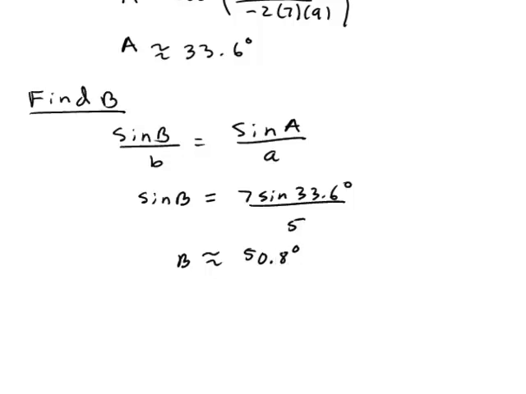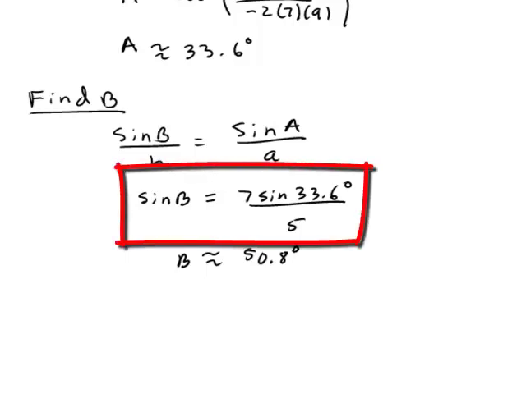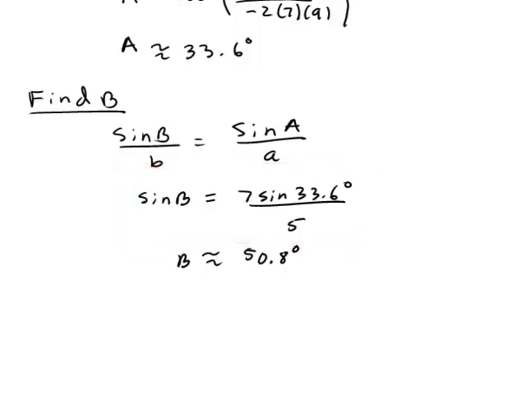Okay, now remember, every time we use the law of sines to find an angle, we always have to consider two solutions. Now, if we look here at this line, sine of B equals 7 times the sine of 33.6 over 5, we're saying that the sine of some angle is equal to a positive number. We know that sine is positive in quadrants 1 and 2. So it's possible that B is in quadrant 1 or B is in quadrant 2. So this is like B, and this is like my B prime, my alternate solution.